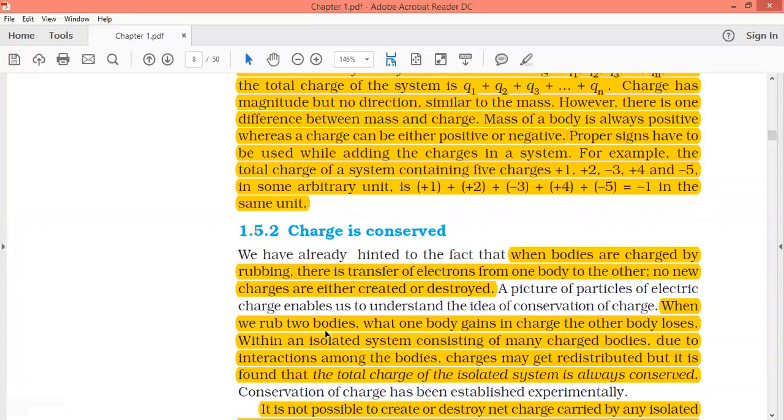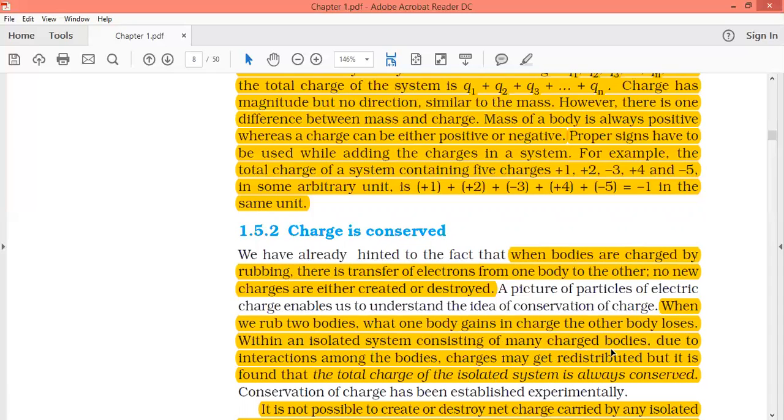So when we rub two bodies, one body gains charge, the other body loses. Okay. So whichever body gains charges, we denote with positive. Whichever body loses the charge, we denote with negative. Within an isolated system consisting of many charged bodies, due to interaction among the bodies, charges may be redistributed. Okay, because of this rubbing. Isolated system means it is not rubbed. It is not in contact. When these two come in contact, what happens?